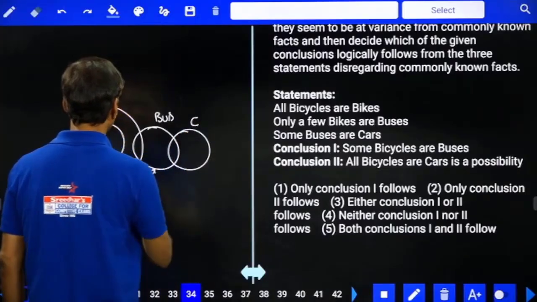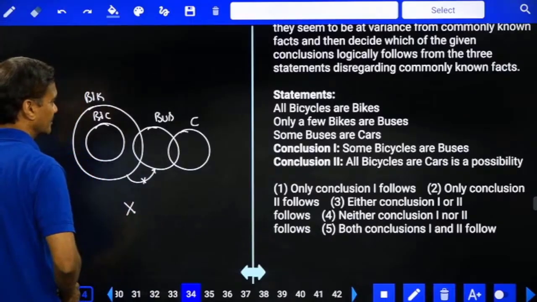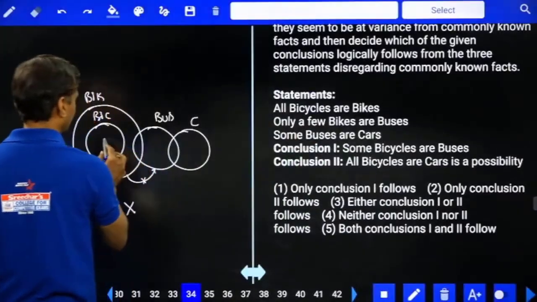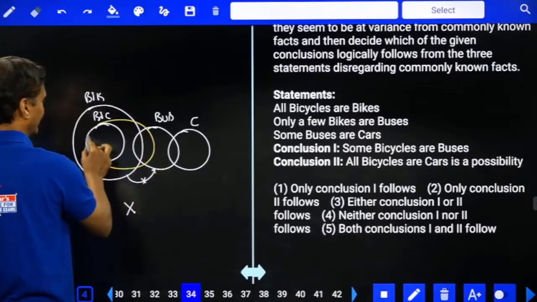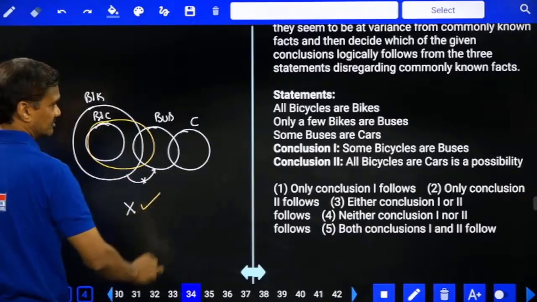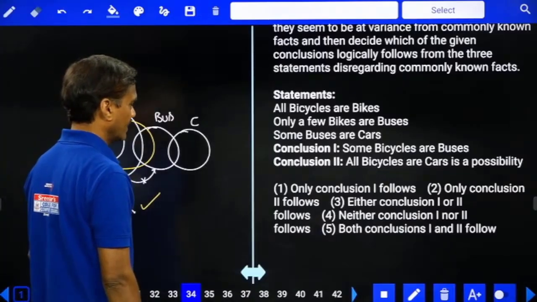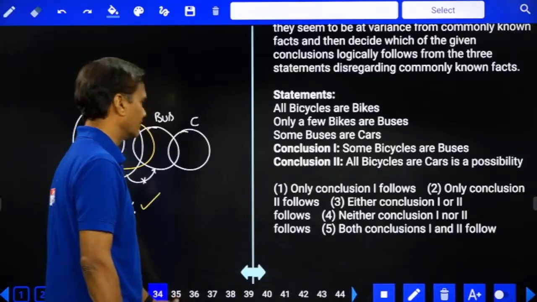Some bicycles are buses, bicycle and bus have no intersection. All bicycles are cars is possible. This entire bicycle is a part of car. Possible or not? Bicycle is a part of car, and I am able to write it like this. Then it is possible. Then what is your answer here? Only two, that is given in choice 2, question number 34. The next one, 35.